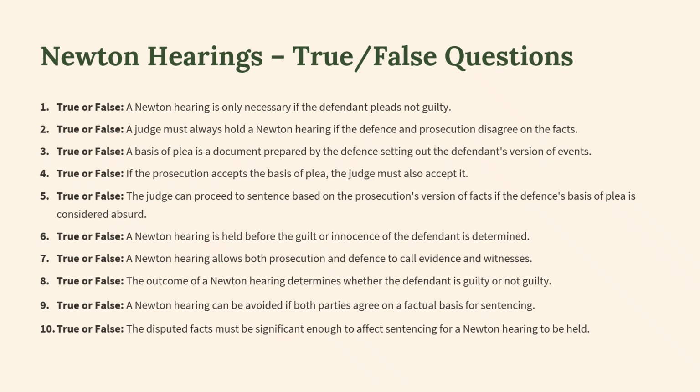Question 4, true or false: if the prosecution accepts the basis of plea, the judge must also accept it. Question 5, true or false: the judge can proceed to sentence based on the prosecution version of facts if the defence's basis of plea is considered absurd. Question 6, true or false: a Newton hearing is held before the guilt or innocence of the defendant is determined. Question 7, true or false: a Newton hearing allows both prosecution and defence to call evidence and witnesses. Question 8, true or false: the outcome of a Newton hearing determines whether the defendant is guilty or not guilty.